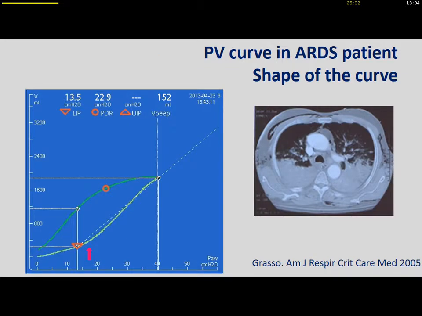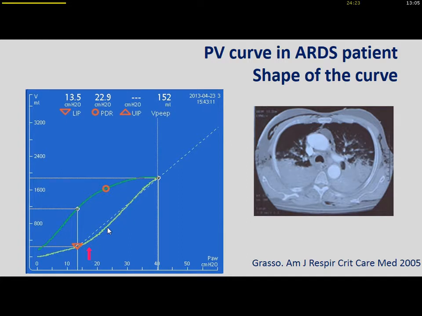Now, if you do a PV curve in an ARDS patient that has some collapsed lung and a baby lung, you may see in some cases a very different shape with, during inflation, two different slopes and a change in the slope. Why? Because when you start increasing pressure, the gas will go in the aerated part of the lung, which is a baby lung, so the compliance is very small because of the baby lung. And then at some point, you see obviously that the compliance increases suddenly above this point that we call, improperly, lower inflection point.